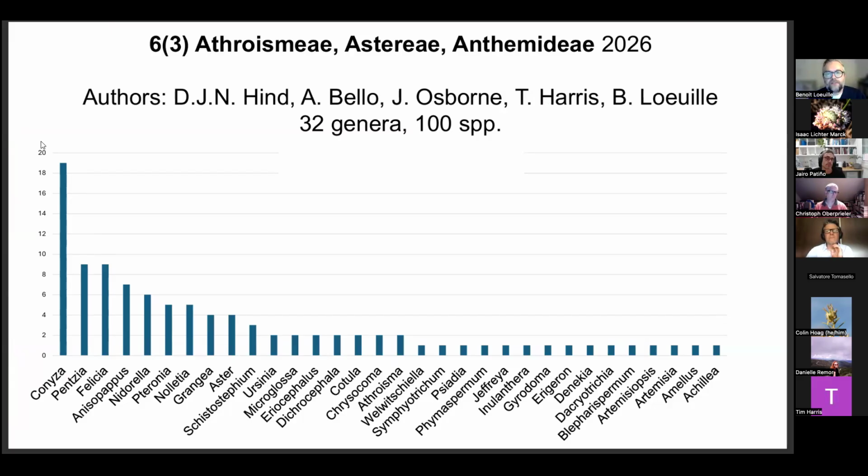Also expected towards the end of 2026 is part 3 with the tribes Astereae and Anthemideae. Treatments written by Nicholas, Anifat Bello, Joe Osborne, Tim Harris, and me. There are 32 genera and 100 species. The largest genus is Conyza. The treatment was done by Anifat Bello.